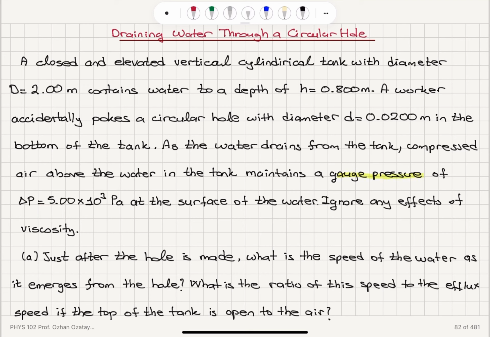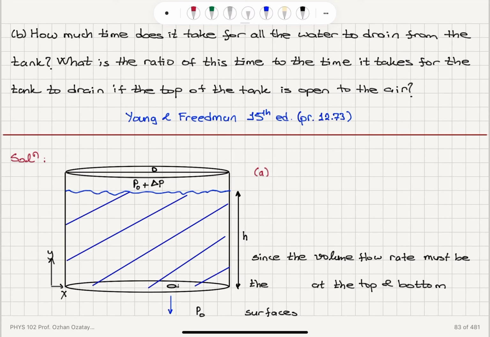It's a gauge pressure. Ignore any effects of viscosity. Part A. Just after the hole is made, what is the speed of the water as it emerges from the hole? What is the ratio of the speed to the efflux speed if the top of the tank is open to the air? Okay, so we're going to deal with part A in this video.